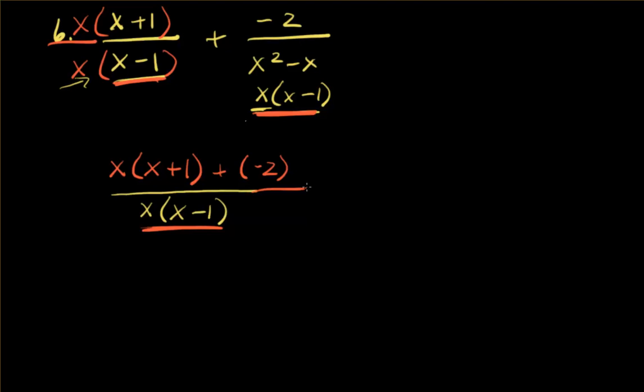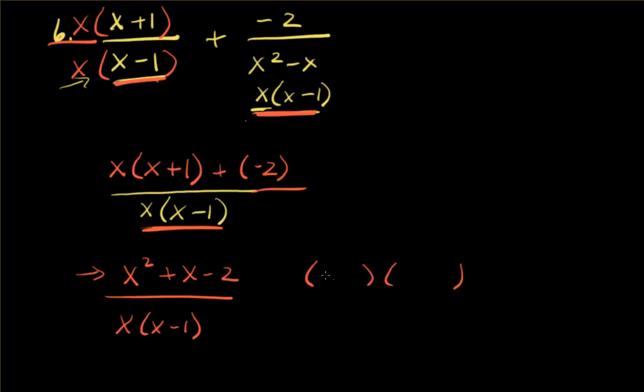Okay, now let's go ahead and simplify the numerator. So I have x squared plus x minus 2, and then x times x minus 1. Okay, and we can actually simplify this or factor out this numerator, so we get an x plus and an x minus. We get a 2 and a 1. We have an x and an x minus 1.